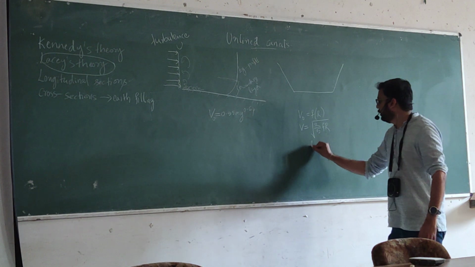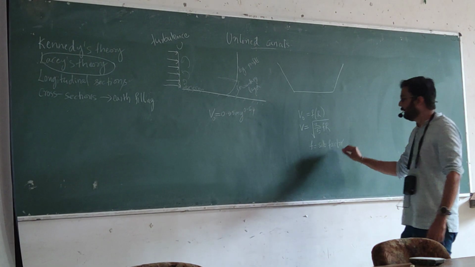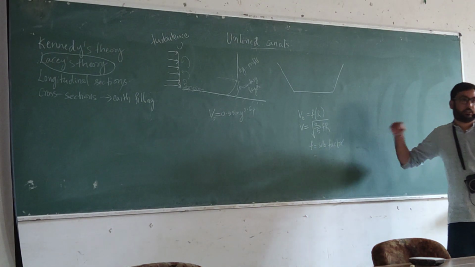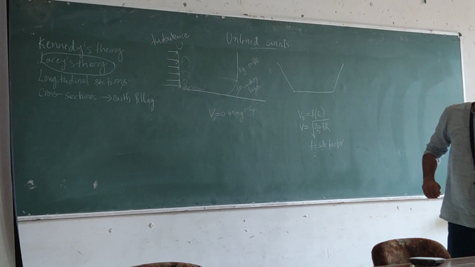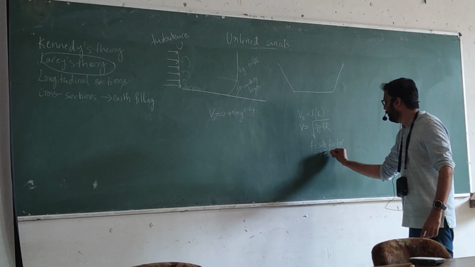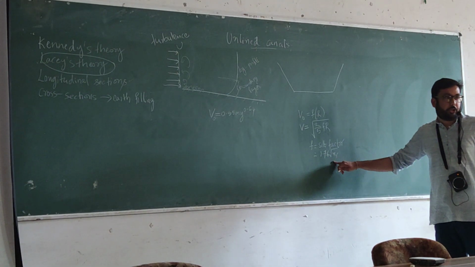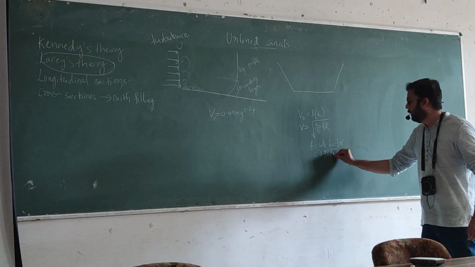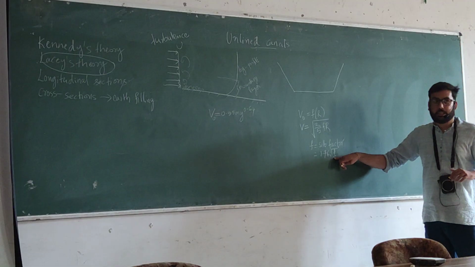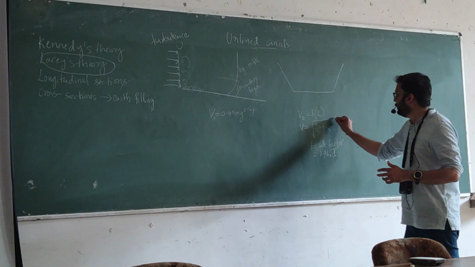So F is a silt factor, and it depends on the sediment size, the diameter of the sediment. So it is 1.76 times square root of d, which is the mean diameter of the sediments. Because so far we have been using d for sediment size, we will continue with that. So this is one relation for velocity.